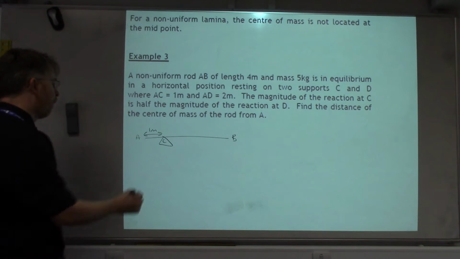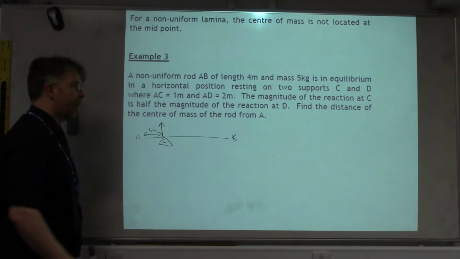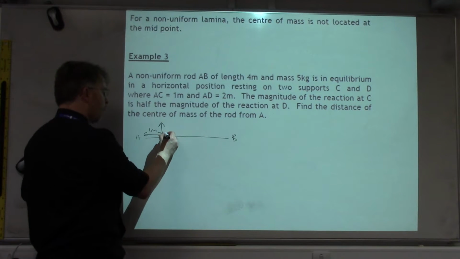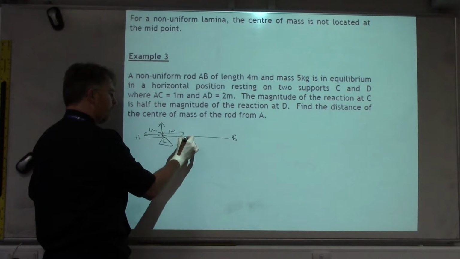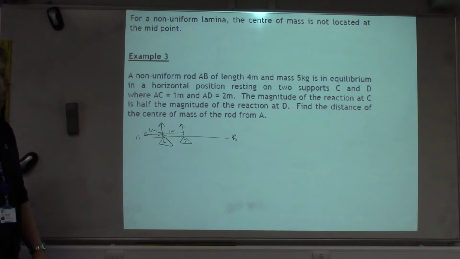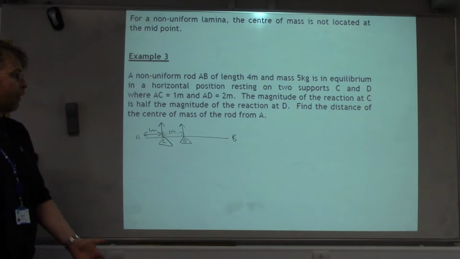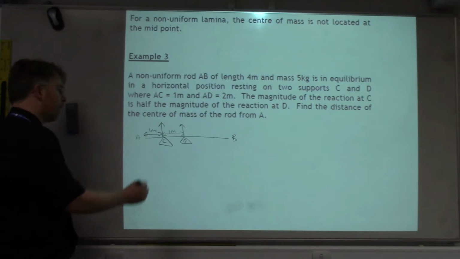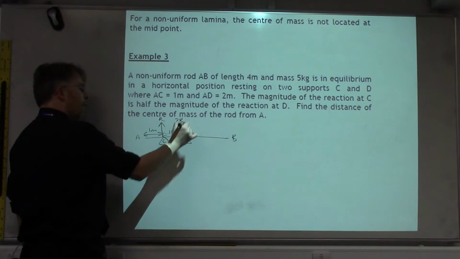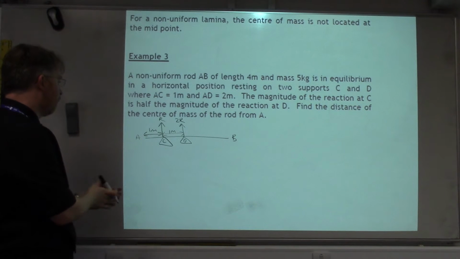And we say something about the reactions, so I'm going to fill those in a minute. D is 2 metres away from A, so another 1 metre in. So it actually turns out that D is at the midpoint. The magnitude of the reaction at C is half the magnitude of the reaction at D, or the magnitude at D is twice that at C. So let's call the one at C R, and the one at D is 2 times R.